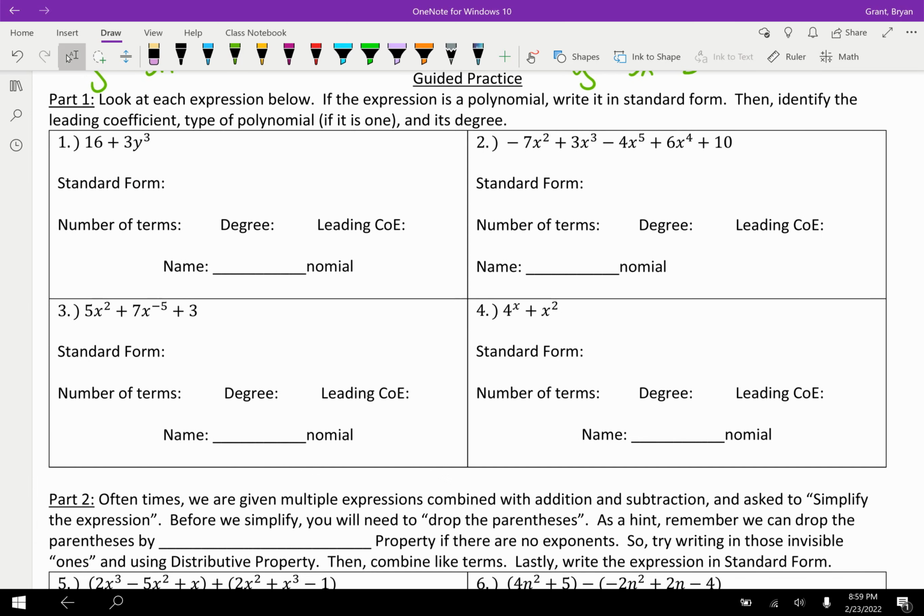So go ahead, give this a shot, please. Take a few minutes, pause the video. Once you're done, unpause, and we'll see how you did. Ready, set, go. All right, let's get back to it.